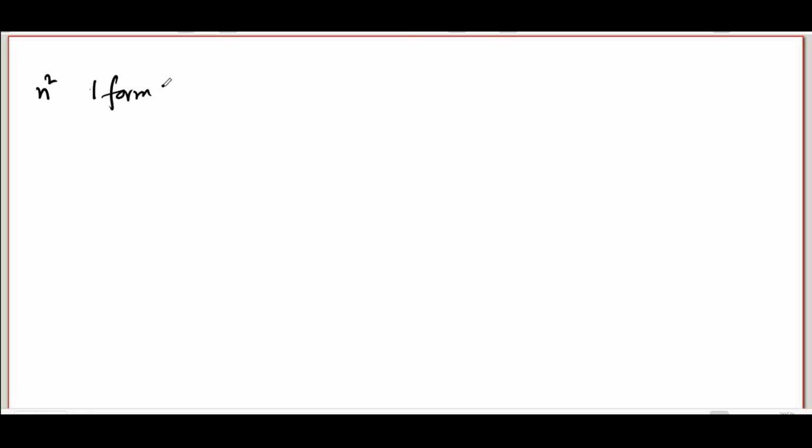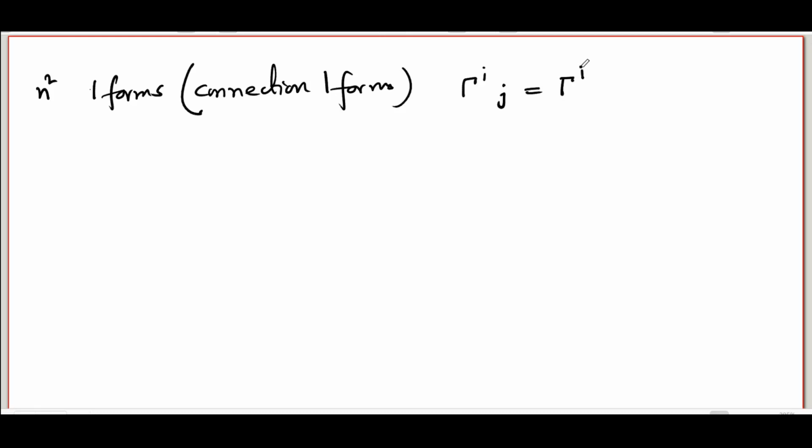These are called the connection 1-forms. That's just a name. The way you define them is the following. You define them using the symbol capital Gamma, which of course tells you that it's connected to the Gamma^i_jk's, and the connection is very simple. It's Gamma^i_jk theta^k. Of course, sum over k is implied here. So for each pair of values i and j, you have one such connection 1-form.